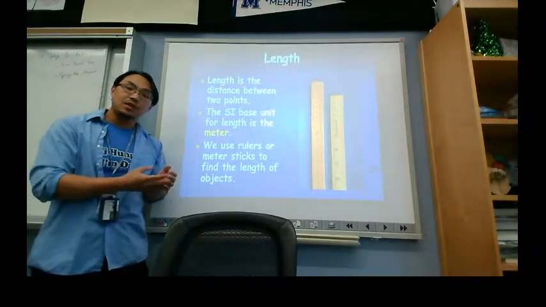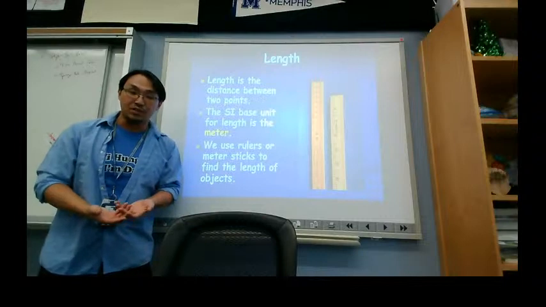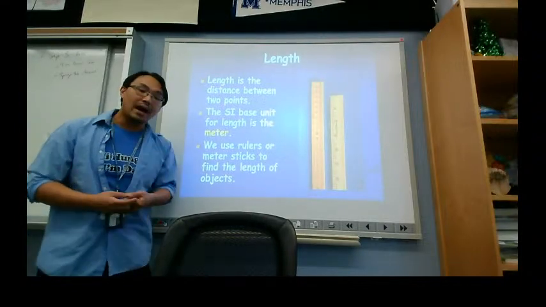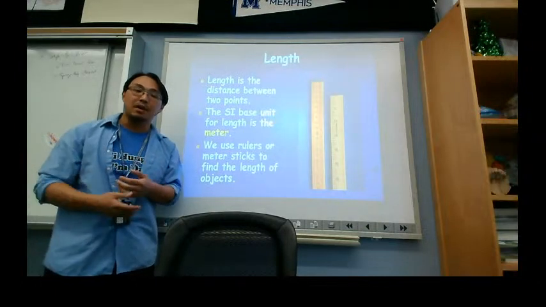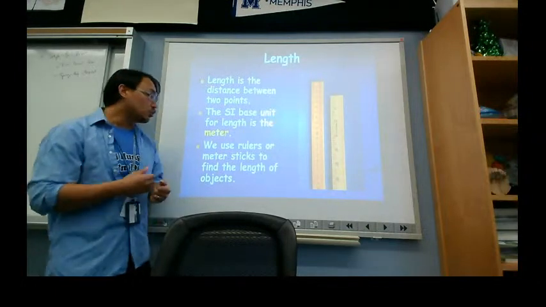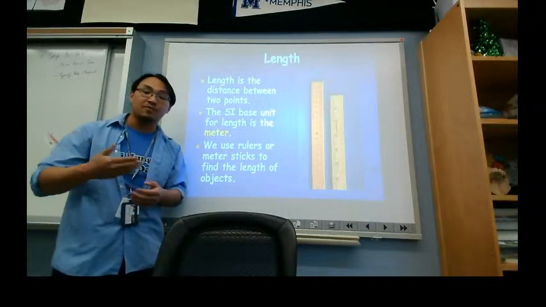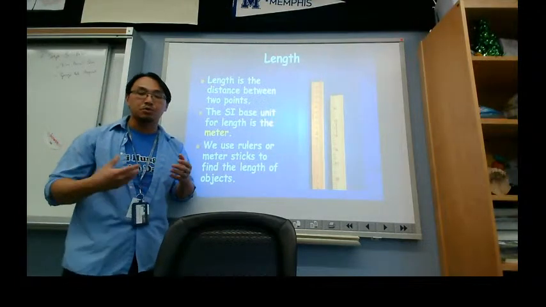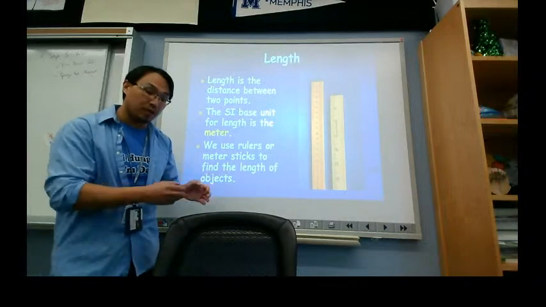So the first type of measurement that we do is length. Length is the distance between 2 points, and our SI base unit is the meter. So we use rulers and meter sticks in order to find the length of an object. We want to make sure that everybody understands how to measure length.